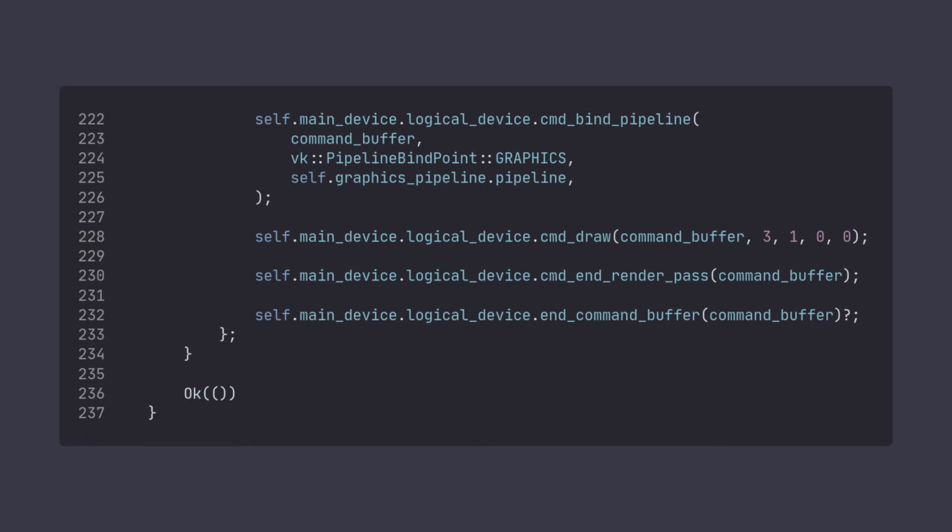We then bind our pipeline. And then finally we record the draw command. A triangle consists of 3 vertices and we'll be having only one for now. We then end the RenderPass and the command buffer.